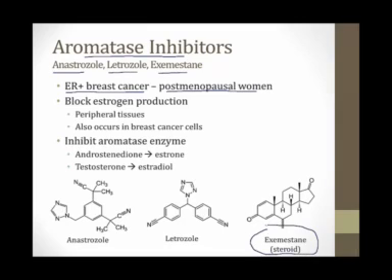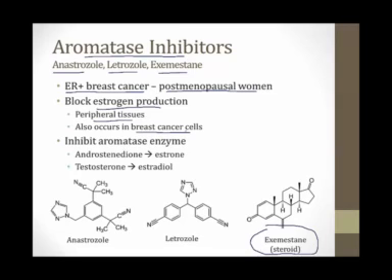Exemestane is different from the others in that it has a steroid chemical structure, but all 3 of these drugs block the production of estrogen. It's produced in peripheral tissues, but it turns out it's also produced in significant amounts by breast cancer cells themselves, and therefore inhibiting the production inhibits the stimulation of breast cancers.